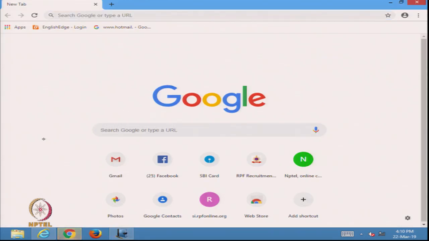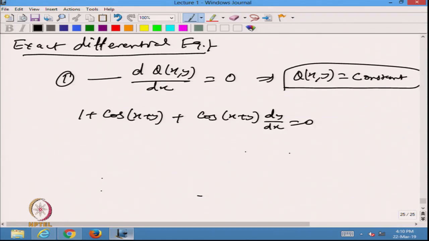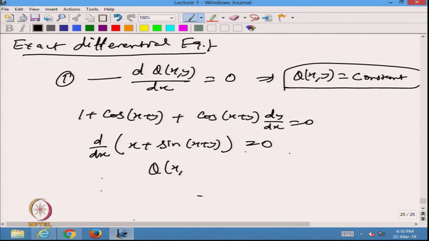But if you look at this a little more carefully, you will see that this equation can be written as d/dx of x plus sin(x plus y) is equal to 0, because if you take the derivative of this factor, where in this case I have my function Q(x, y), as x plus sin(x plus y).